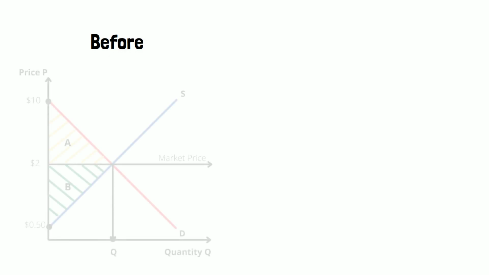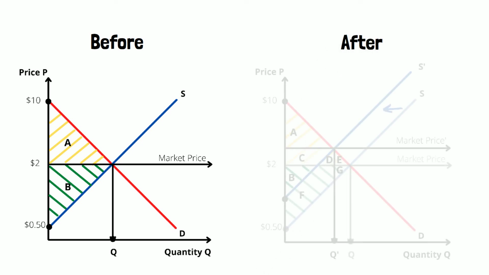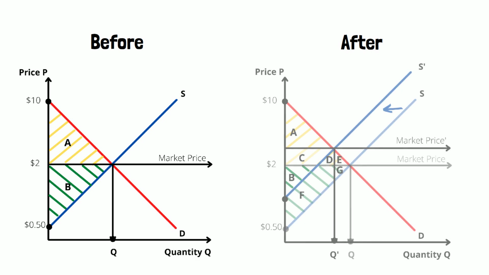We can now draw both the consumer surplus and the producer surplus in the same graph. Consumer surplus in the initial situation is marked A and producer surplus is marked B. We now explore what happens when something in the market changes. Let's say that fertilizer for avocados becomes more expensive. This shifts the supply curve inward, as we know from my earlier video on supply and demand. The market price increases and the quantity decreases from Q to Q prime.